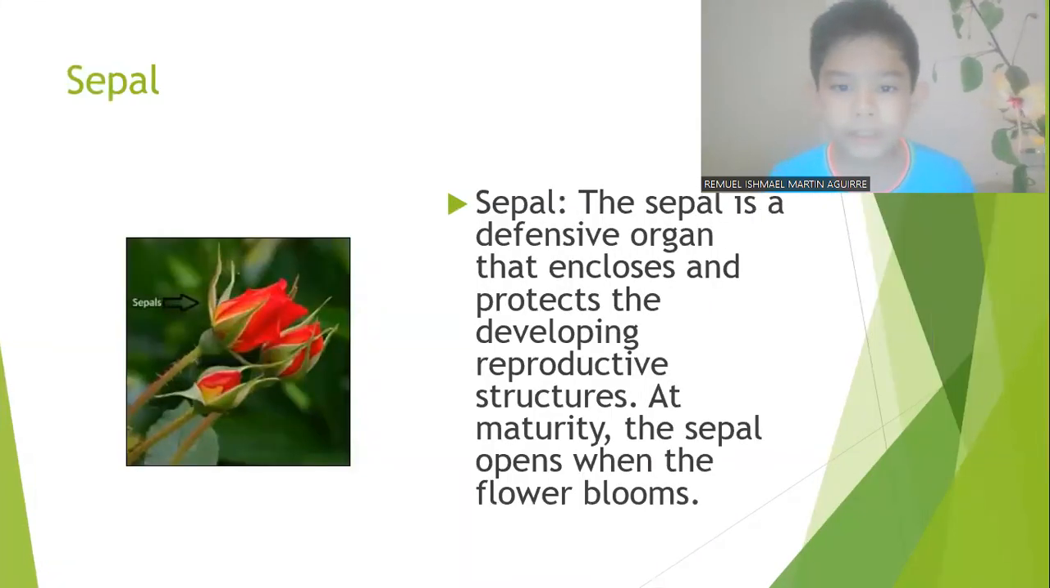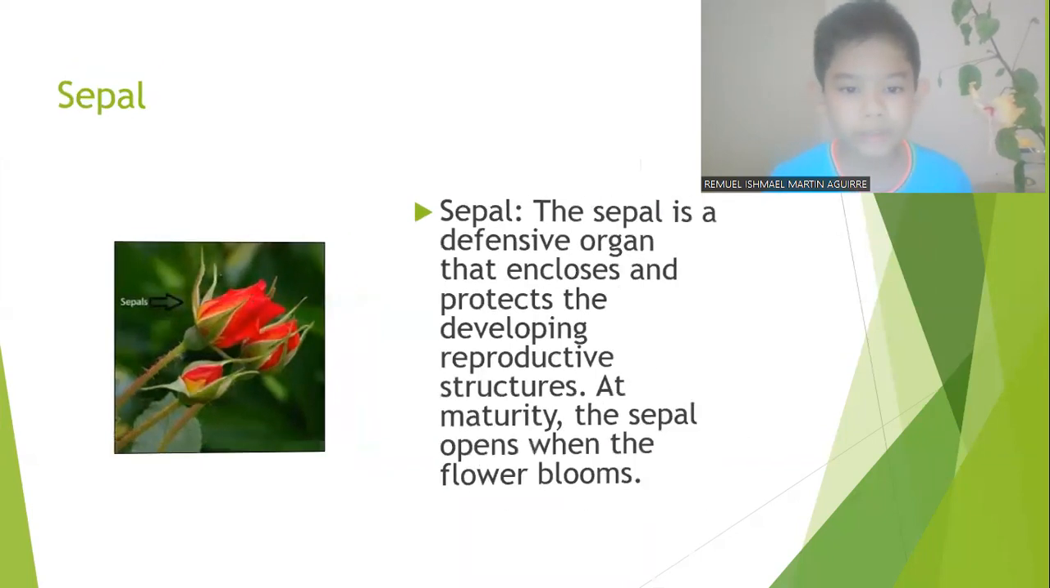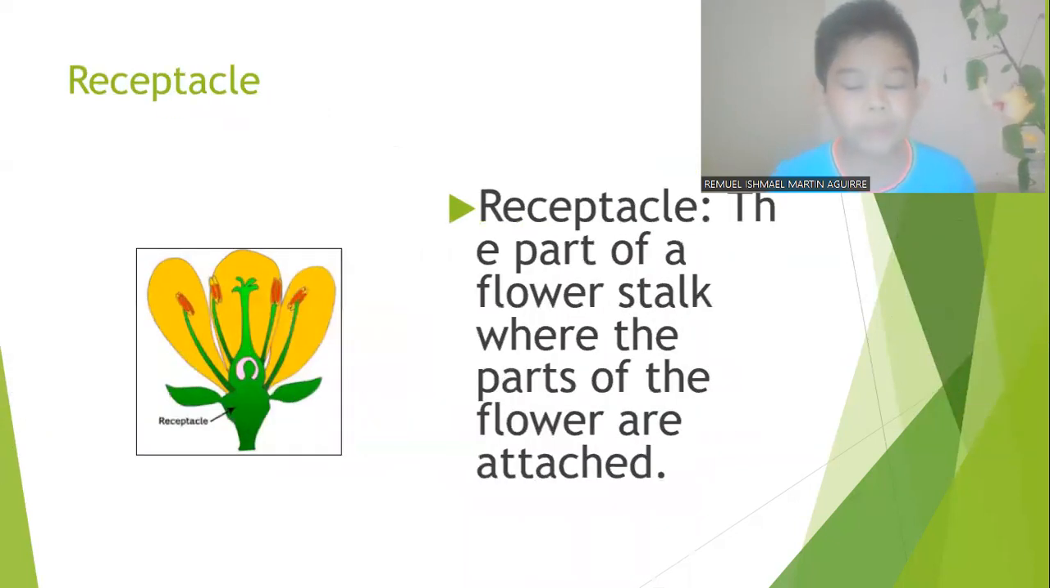Sepal. The sepal is a defensive organ that encloses and protects the developing reproductive structures at maturity. The sepal opens when the flower blooms. Receptacle. The part of a flower stalk where the parts of the flower are attached.